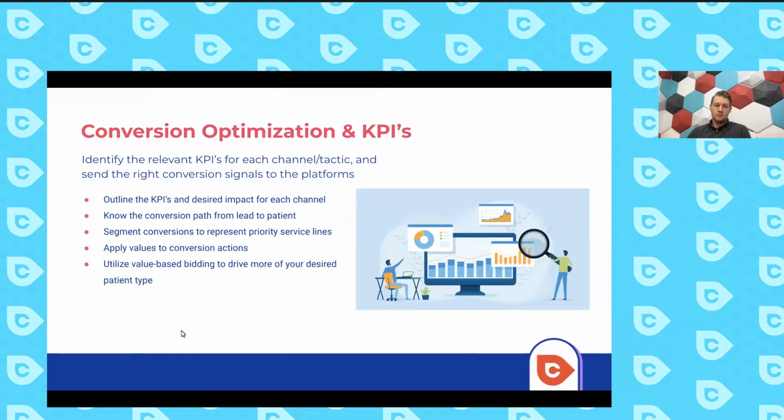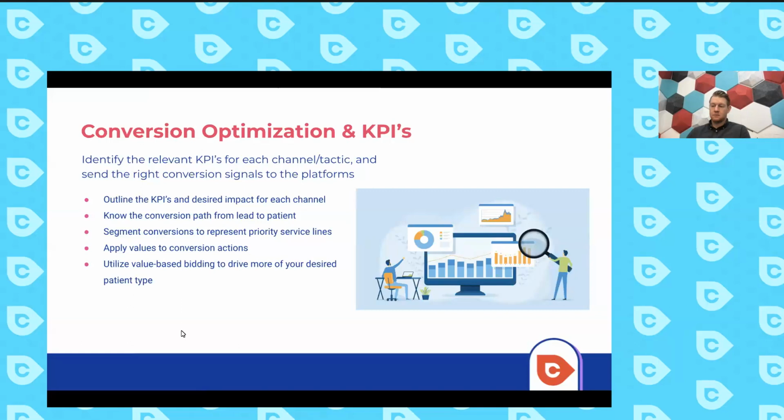When I talked before about the channel mix, whether you're going to do search and social, a lot of those are going to be different. Social, we often see, is frequently less efficient or has lower conversion rates than others, than search, for example. So let's make sure that we dial in the KPIs and the expectations there. Knowing the conversion path from lead to patient is very important. So we know when we get a lead, it trickles down into a patient start at this rate.